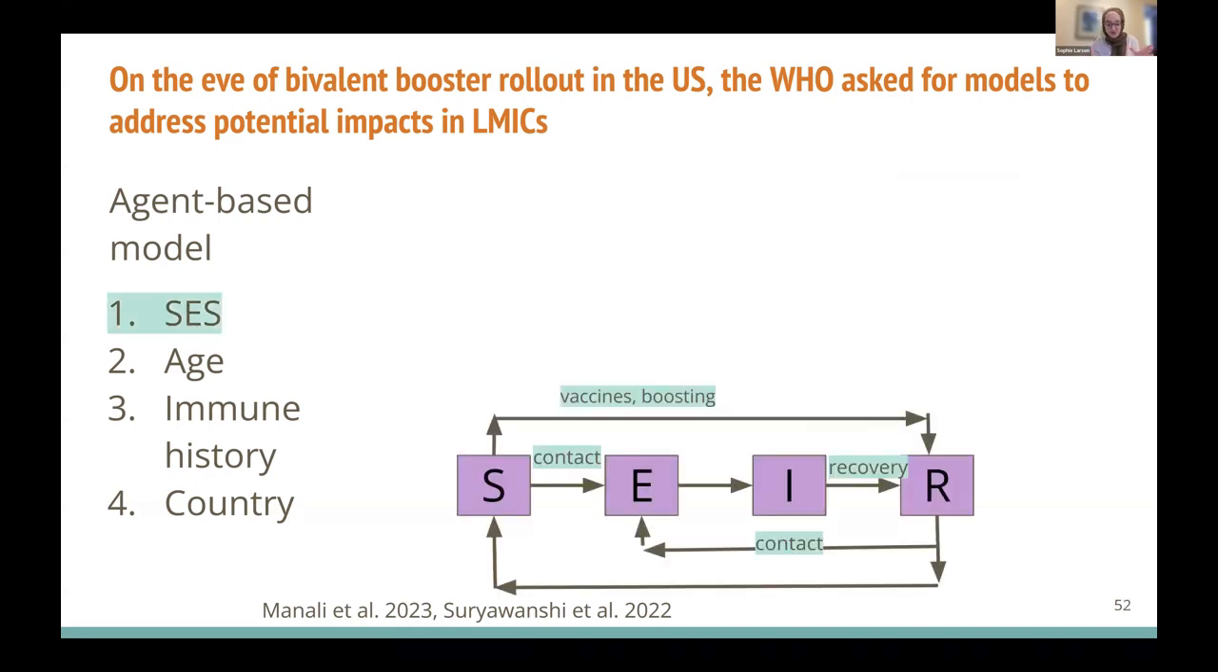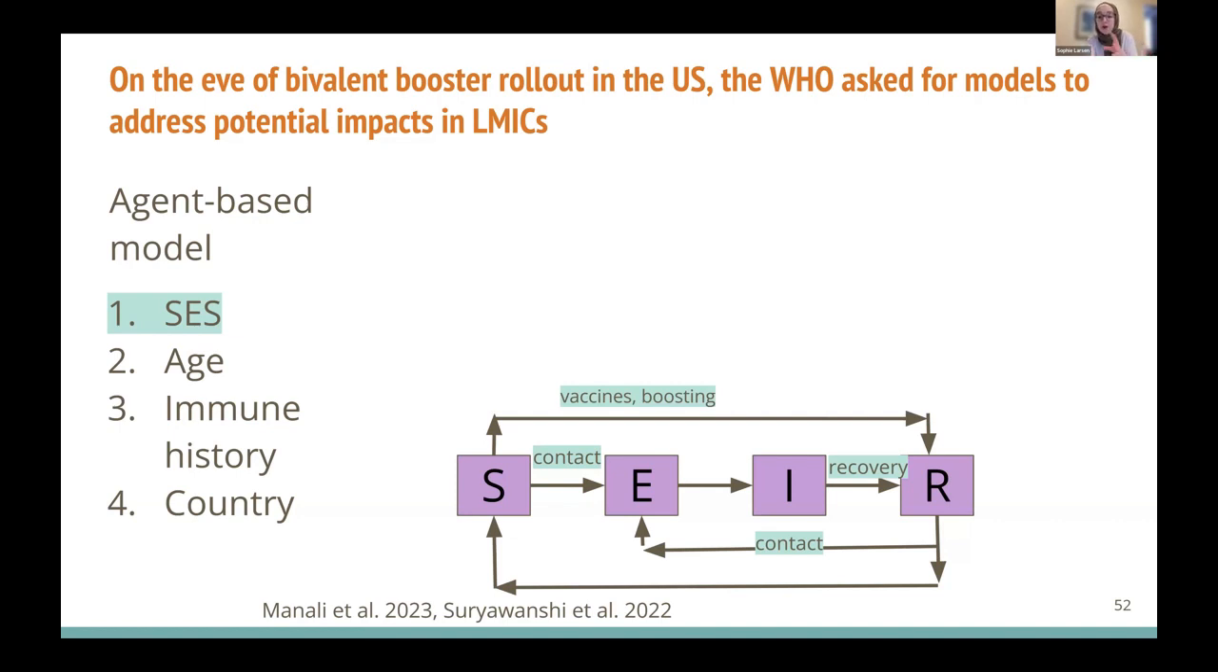So the model structure, people start as susceptible, they get exposed through contact, they become infected, and then they recover, right? And those rates are stratified by socioeconomic status. And then we also have vaccines and boosting implemented in the model that are also stratified by SES using the trends we found in the previous work.